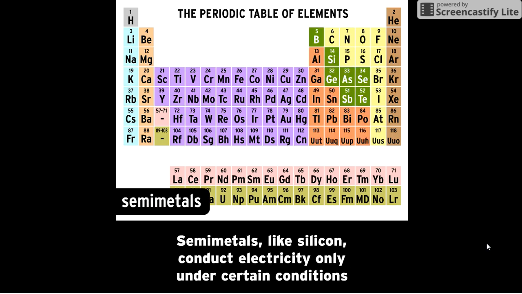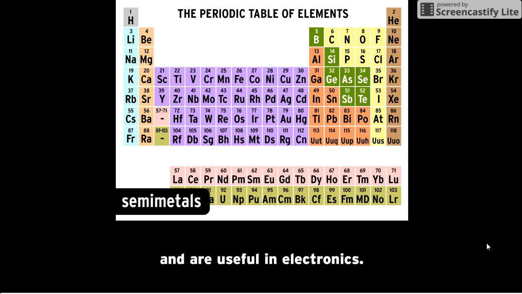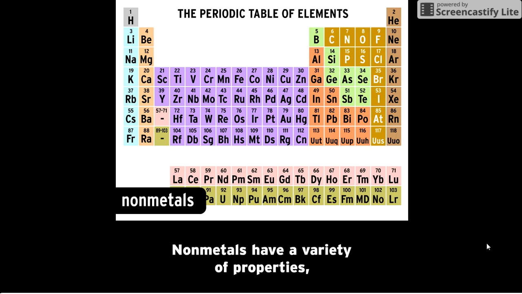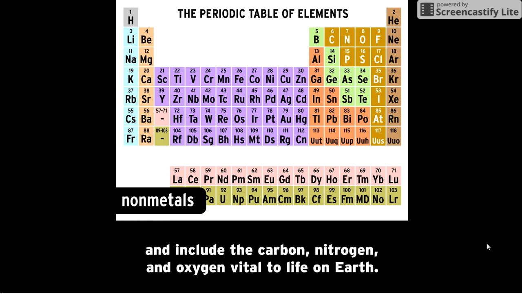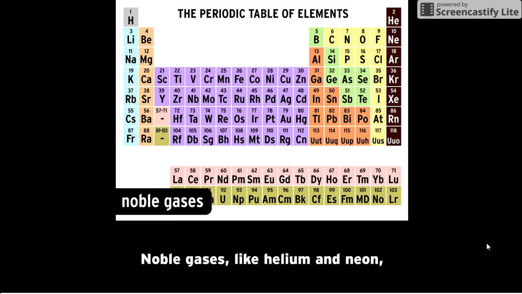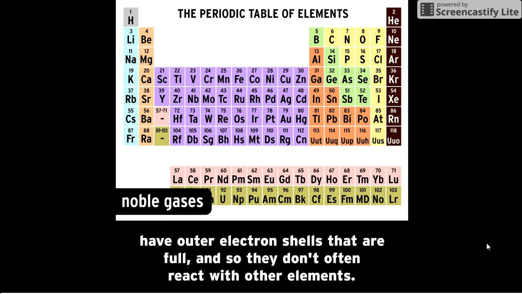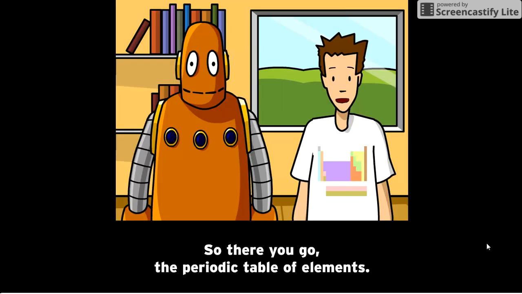Semi-metals, like silicon, conduct electricity only under certain conditions and are useful in electronics. Nonmetals have a variety of properties and include the carbon, nitrogen, and oxygen vital to life on Earth. Noble gases, like helium and neon, have outer electron shells that are full, and so they don't often react with other elements. So there you go, the periodic table of elements.